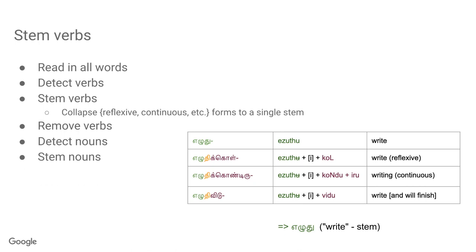Then, when I have my set of verbs, I want to collapse multiple verbs that are forms of the same stem to just the single stem. So when I have irdu, to write, I want to also combine that with the reflexive form and the continuous form and other forms so that I just am left with write, irdu.